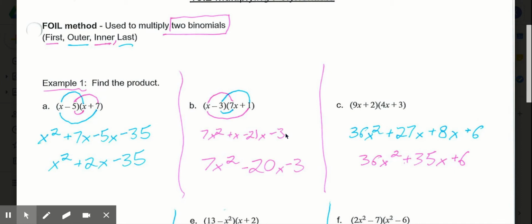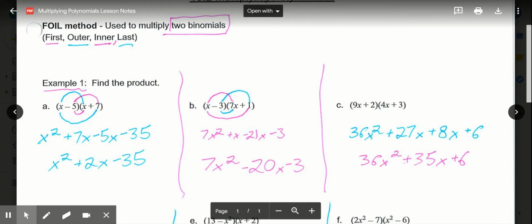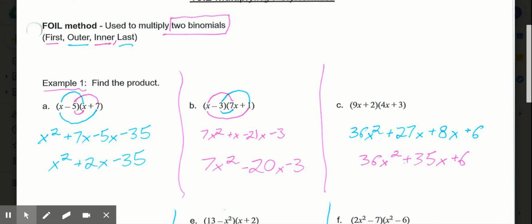Then we need to combine like terms. 7x squared is the same. Positive 1x and negative 21x gives us a negative 20x. And then bring down the minus 3.